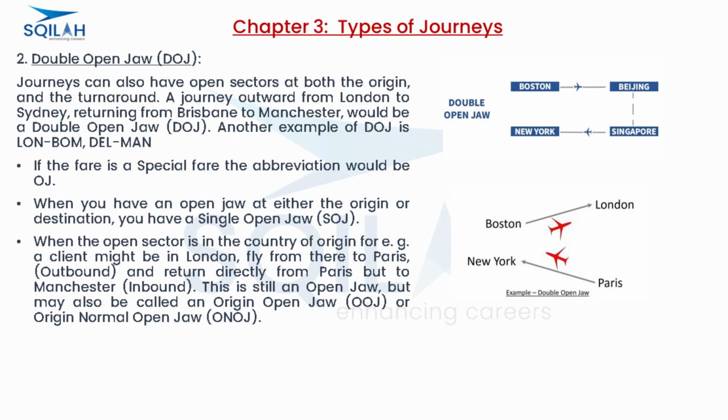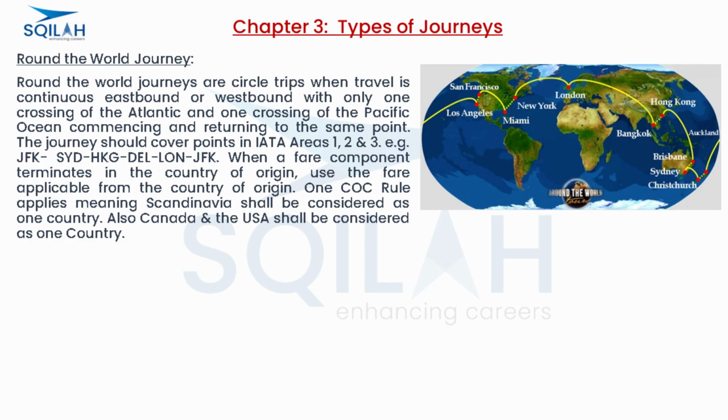When you have an open jaw at either the origin or destination, you have a single open jaw, SOJ. When the open sector is in the country of origin, for example, a client might be in London, fly from there to Paris, outbound, and return directly from Paris but to Manchester, inbound. This is still an open jaw, but may also be called an origin open jaw, OOJ, or origin normal open jaw, ONOJ.